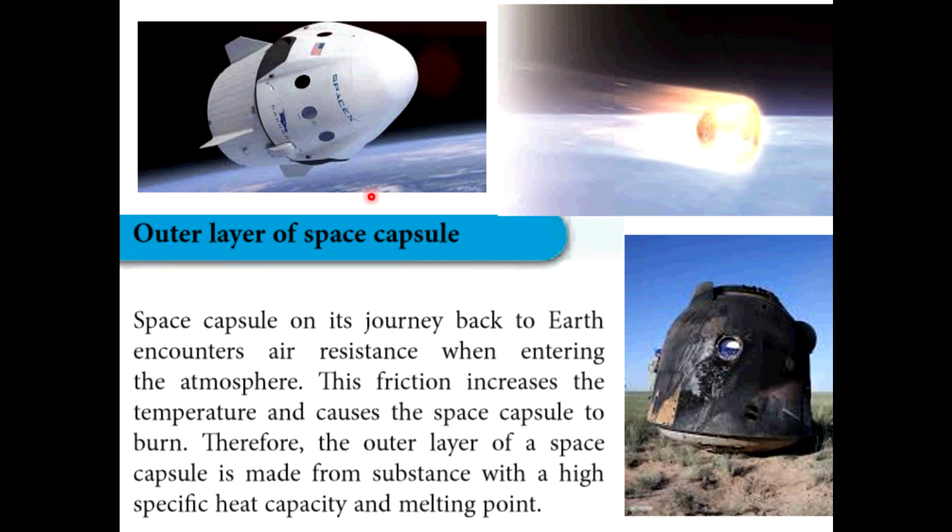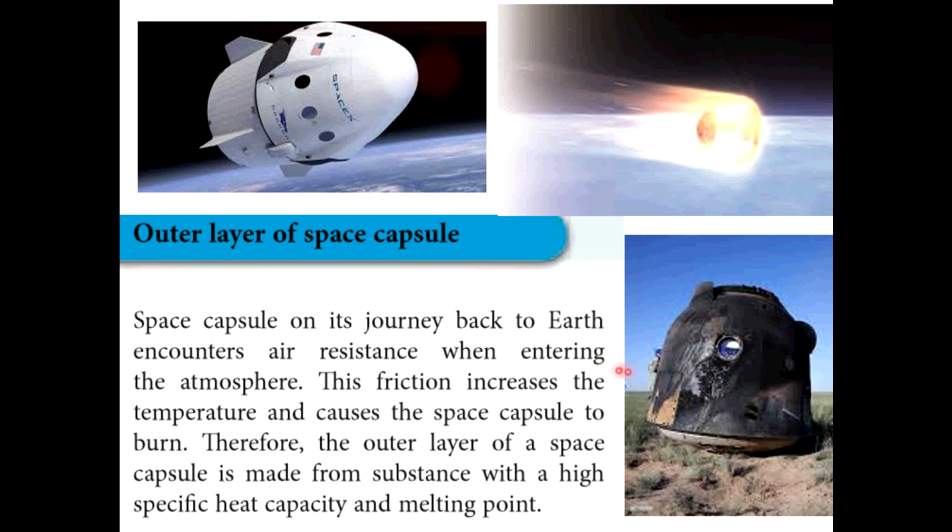The astronaut will go back to Earth by using the space capsule. On the journey back to Earth, the space capsule moves at high speed. As it enters the atmosphere, it will encounter a lot of friction between the body of the space capsule and the air. So there will be a lot of heat produced.